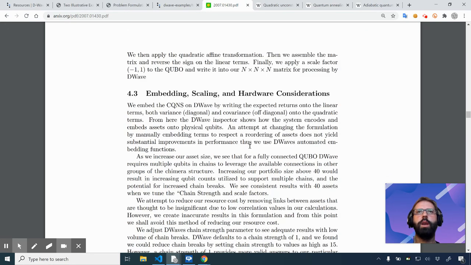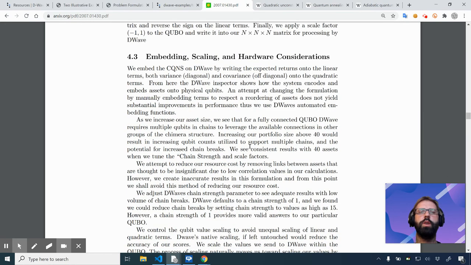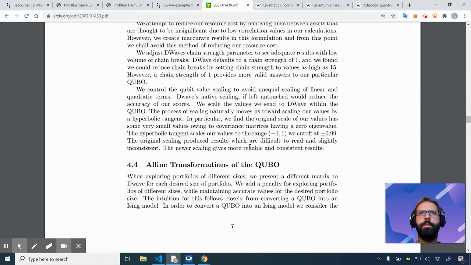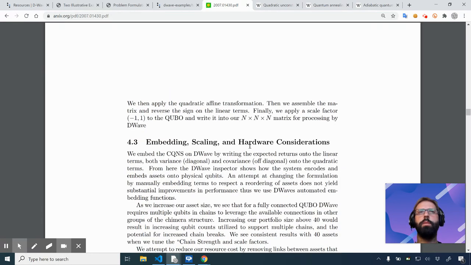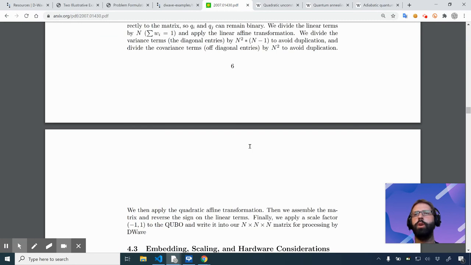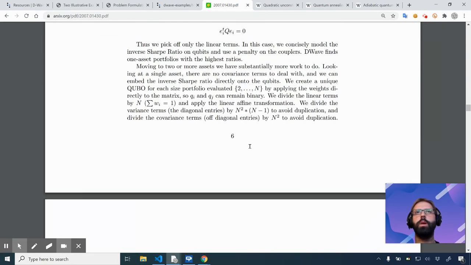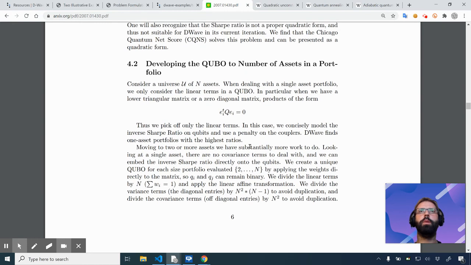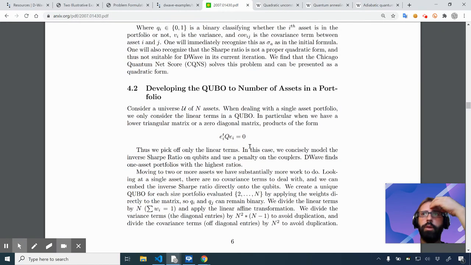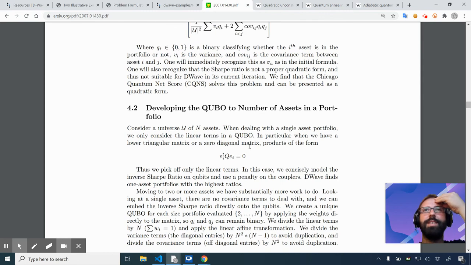Embedding, scaling, and hardware considerations. Okay, but the paper is really vague in terms of defining the actual development of the QUBO. So we're going to have to put a lot of work into this, I think. But I guess that's going to be the fun part.